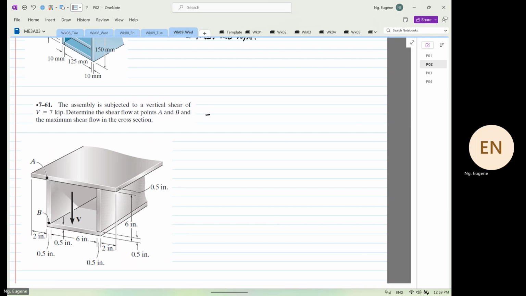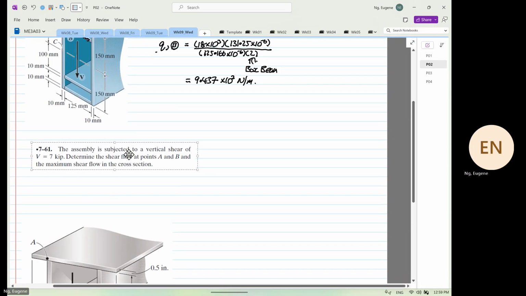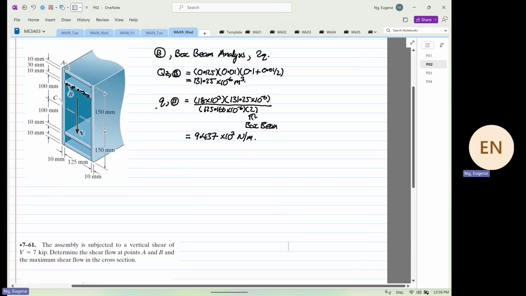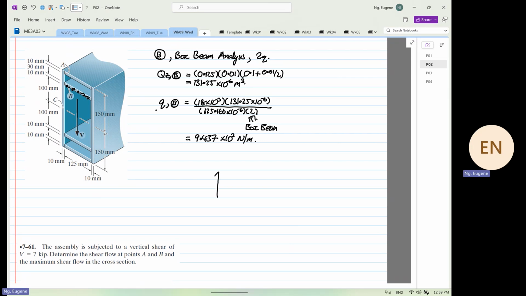Before we go on, I'm going to throw a monkey wrench. Okay, before we go on, I want you to look at this problem now. This is our Y, this is our Z, and this is our X. So we know over here, this is our point A. And we know that this is our shear flow direction.